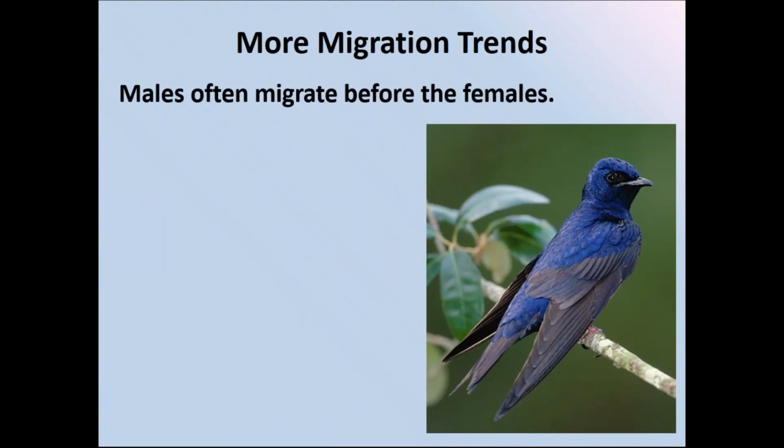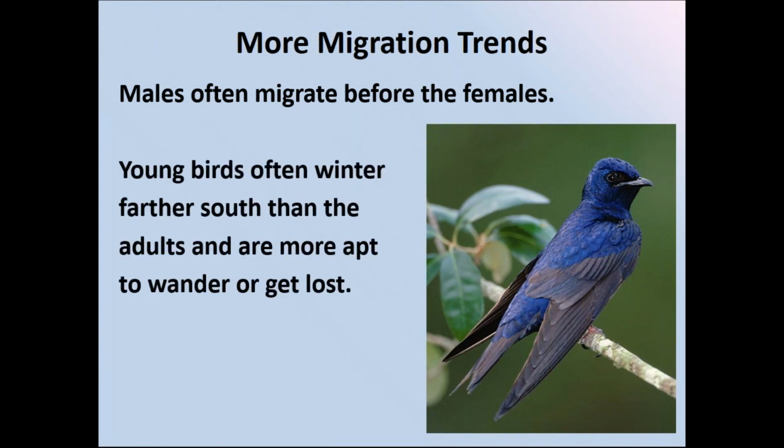Some more trends in migration. The males usually migrate first because the females are left behind to take care of the kids. And so the males leave first. They don't travel together. Young birds are usually flying further south, believe it or not, than their parents. So it's not like they give the kids a break. They make them fly even further south to less suitable wintering grounds than the parents have.